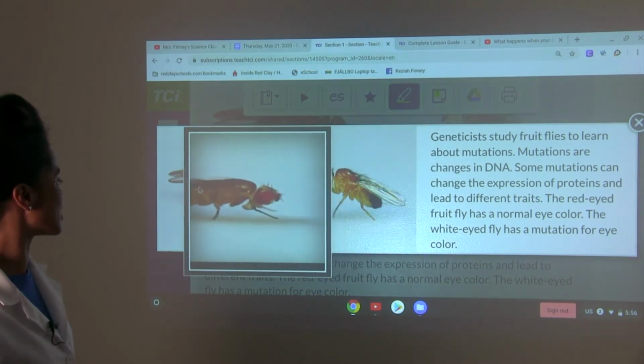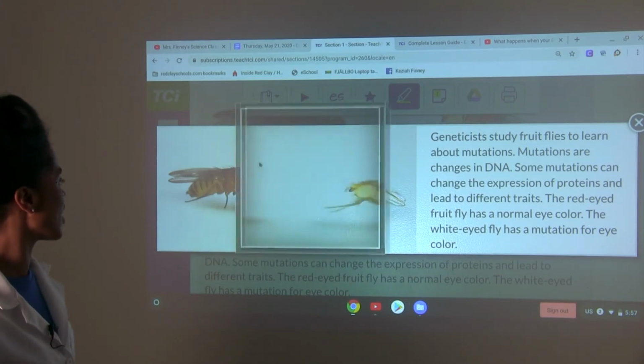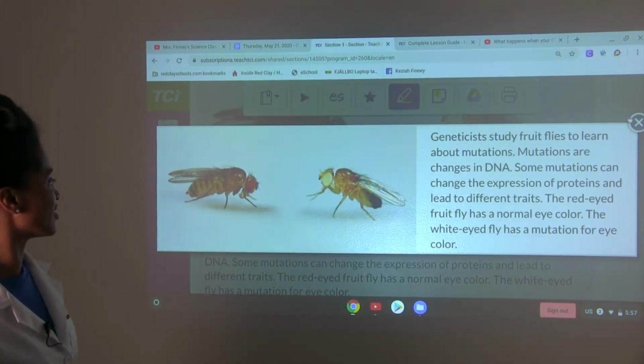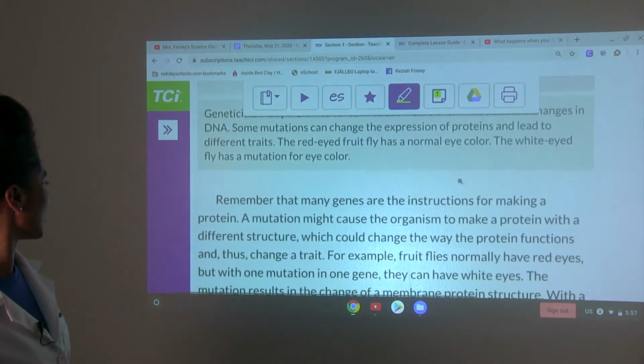All right, so that is considered normal in the fruit fly. And this right here is considered a mutation in a fruit fly. Okay, let's go down here.